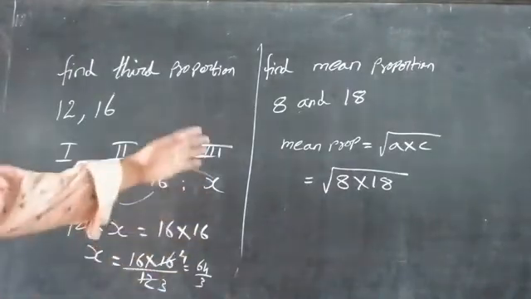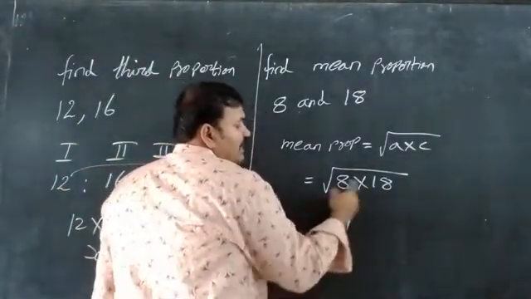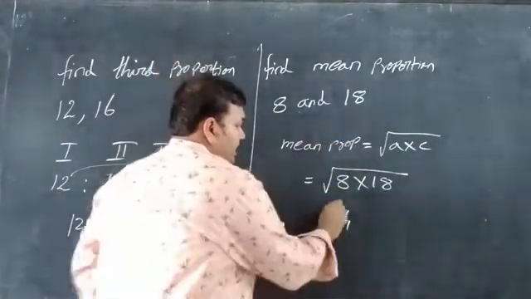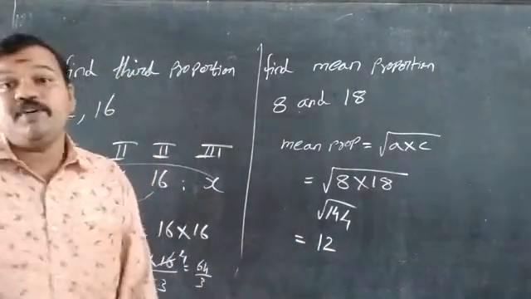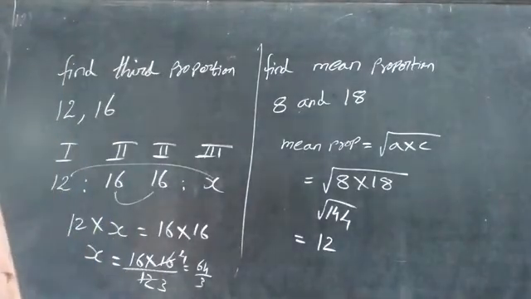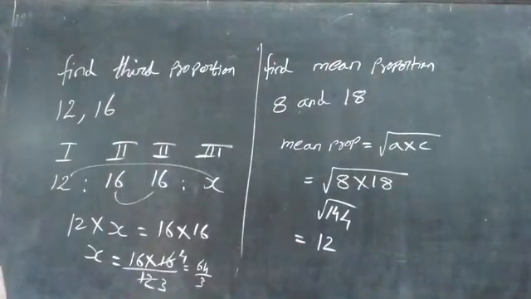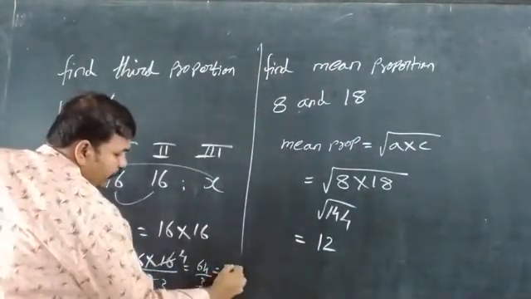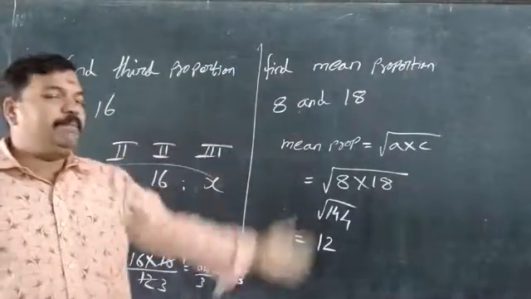Next one is the mean proportion, root of 8 into 18. 8 8s are 64, then 8, 9, 10, 11, 12, 13, 14. Root of 144 means 12. The mean proportion is 12. How to find the root: 1 1 is 1, 2 2s are 4, 3 3s are 9, 4 4s are 16, 5 5s are 25, 6 6s are 36. Like that, 12 12s are 144. So this is 64 by 3, 21 1 by 3. This is about fraction form, and this is about the mean proportion.